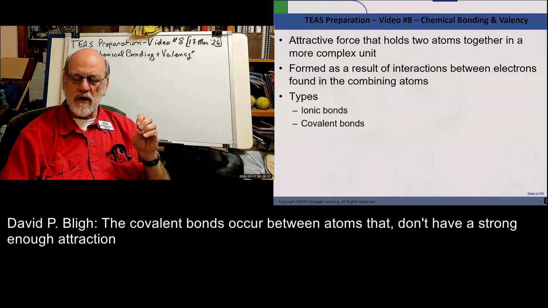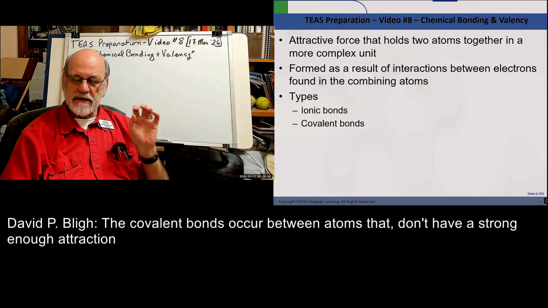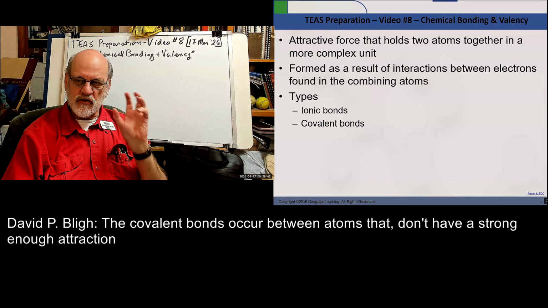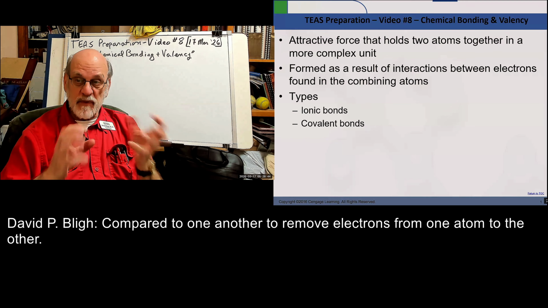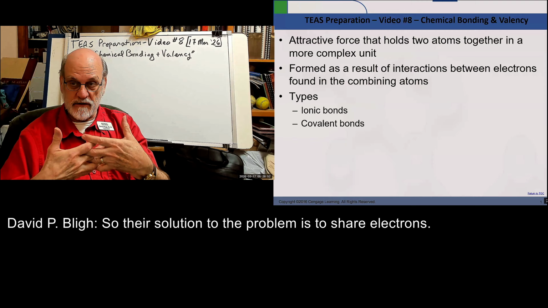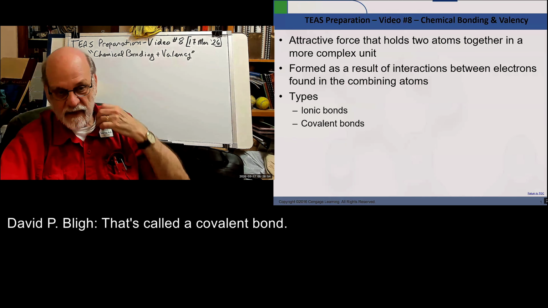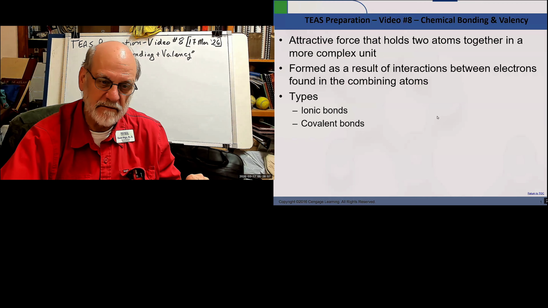The other type of bond is called covalent. The covalent bonds occur between atoms that don't have a strong enough attraction compared to one another to remove electrons from one atom to the other. So their solution to the problem is to share electrons. That's called a covalent bond.